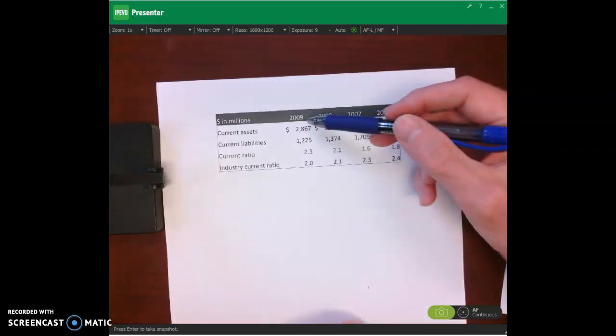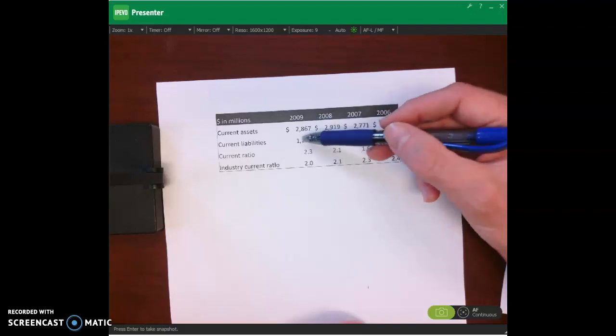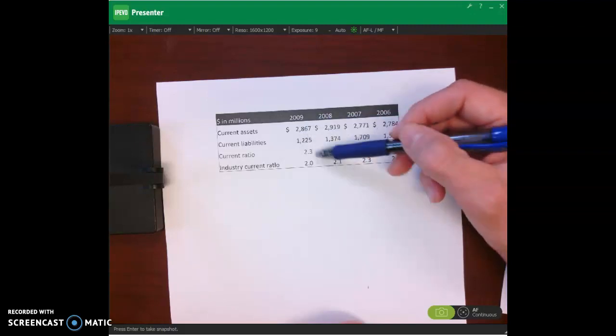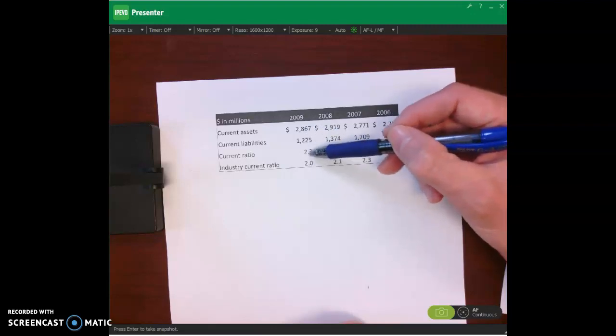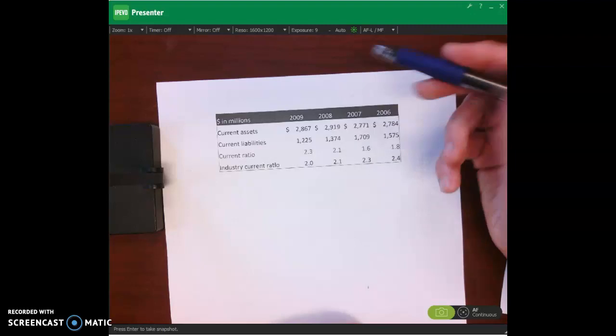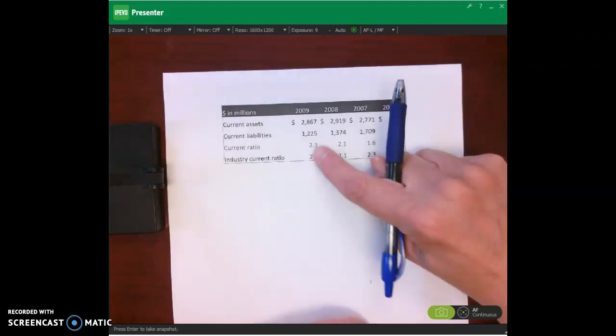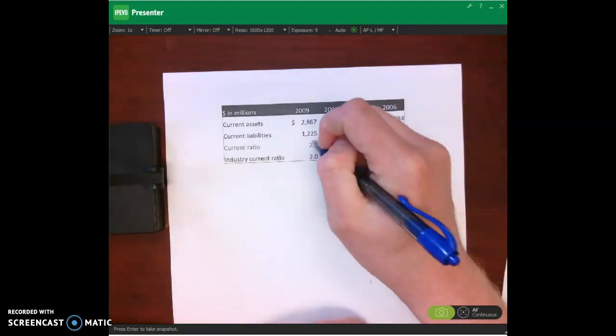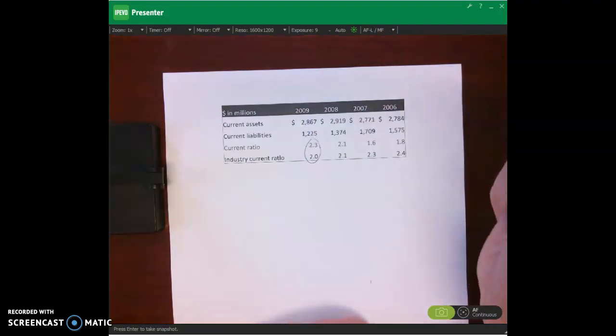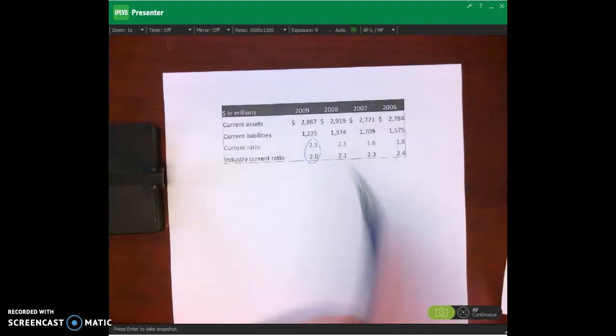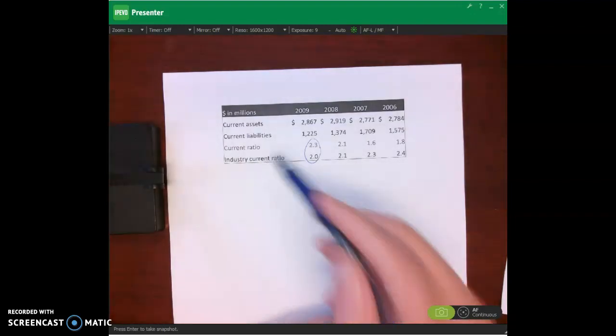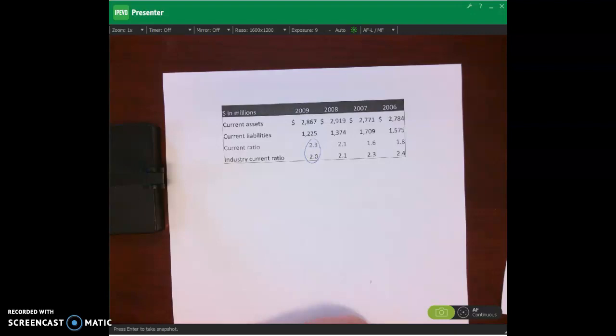So here we have an example of calculating our current ratio. I'll just look at 2009, for example. I have my current assets of 2,867, my current liabilities of 1,225. I divide them, I get 2.3, and then I could compare that against the industry current ratio to give me some context to see whether I'm good or bad. In this context, it looks like I'm better because I'm higher than the industry standard current ratio, and not by too much. A current ratio of around 2 is good. Again, that does depend upon the industry, so you always want to look at the industry current ratio, but I would say at least 2.